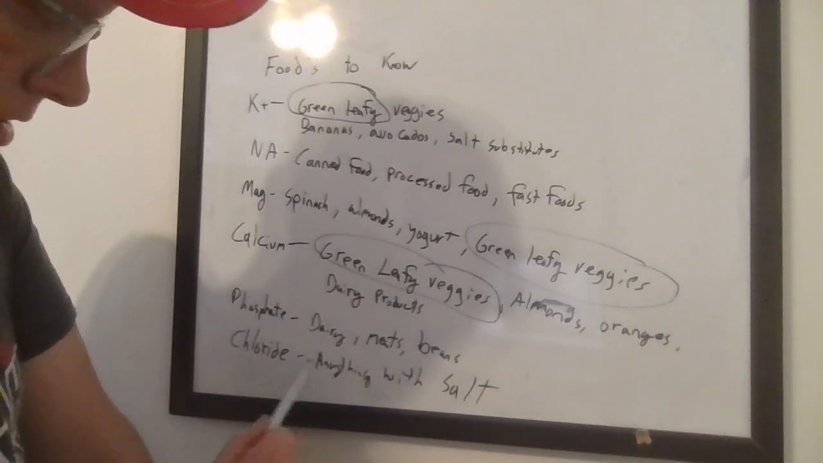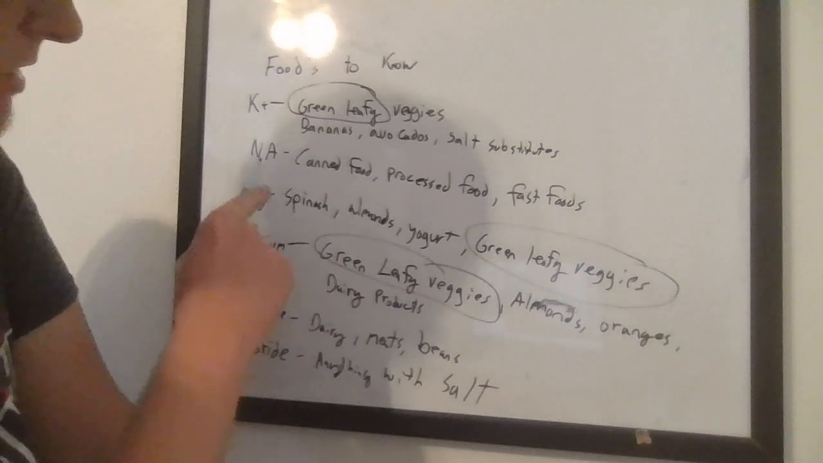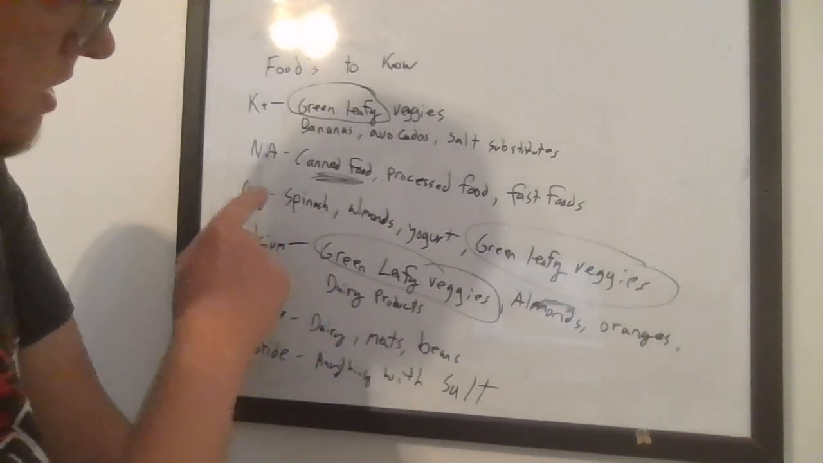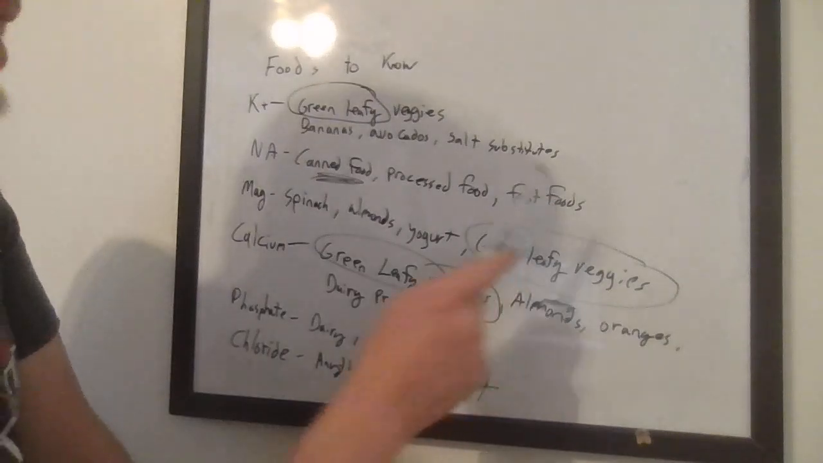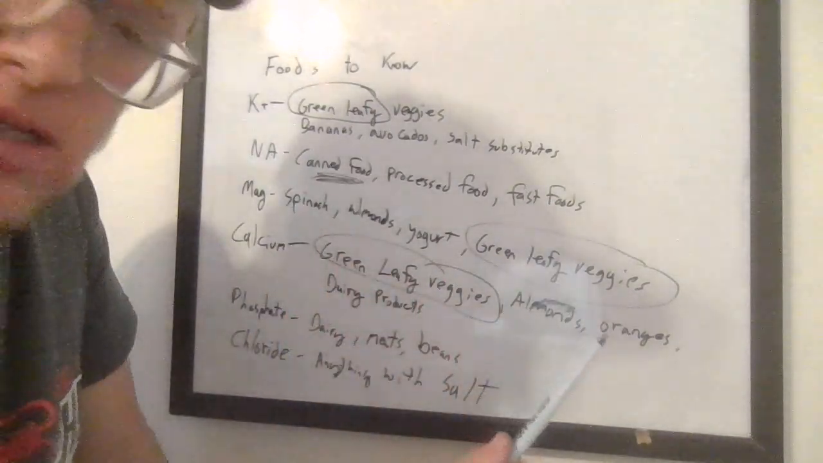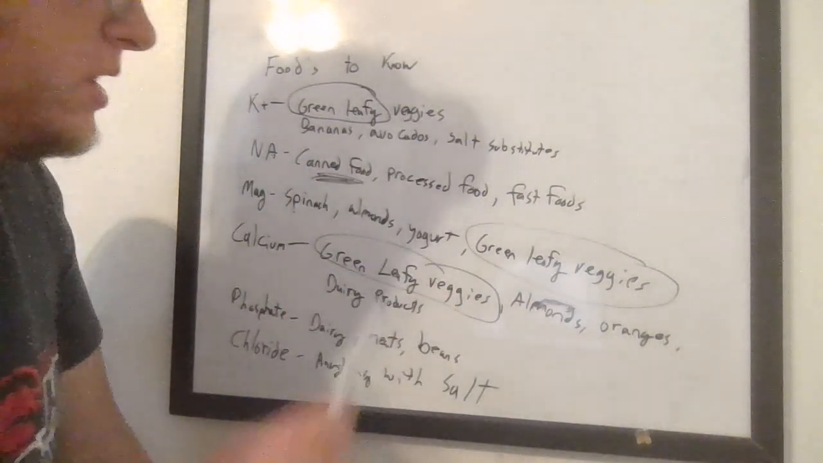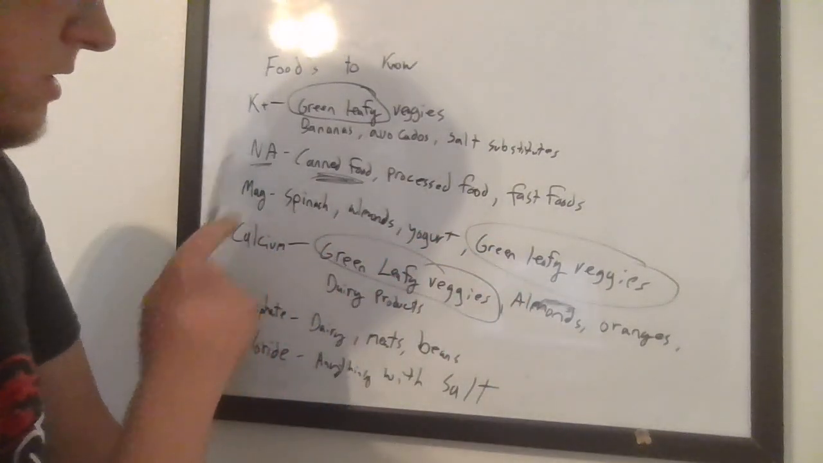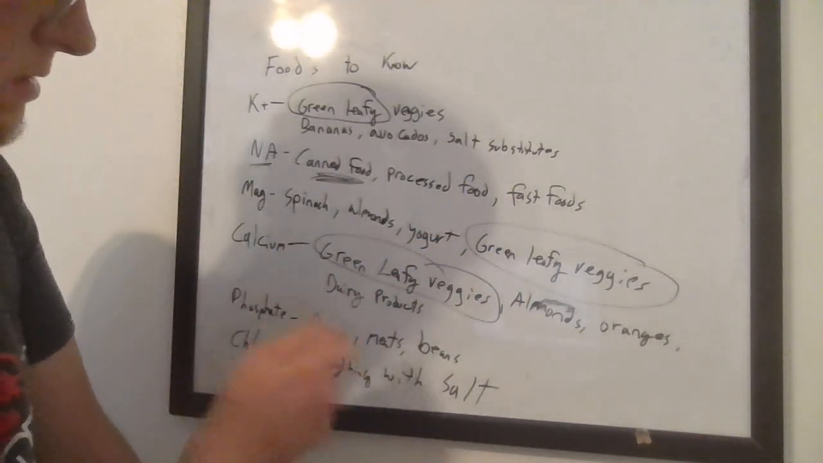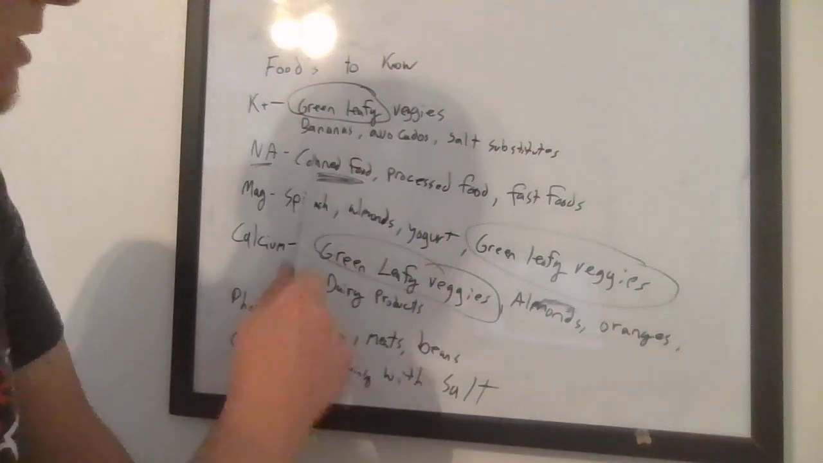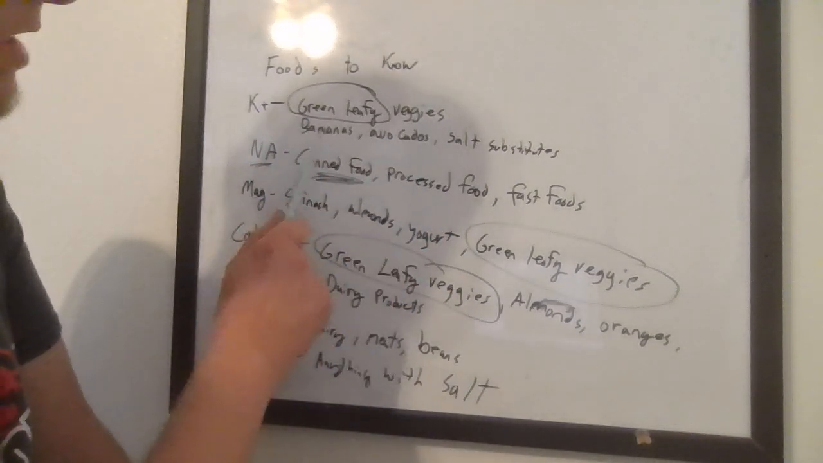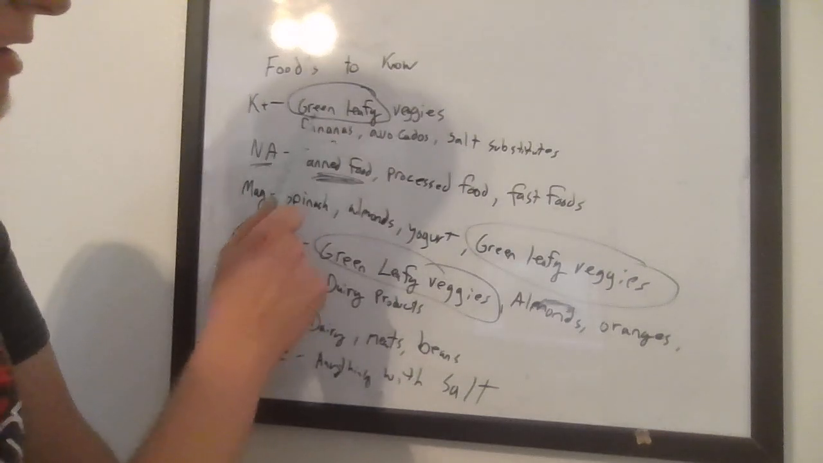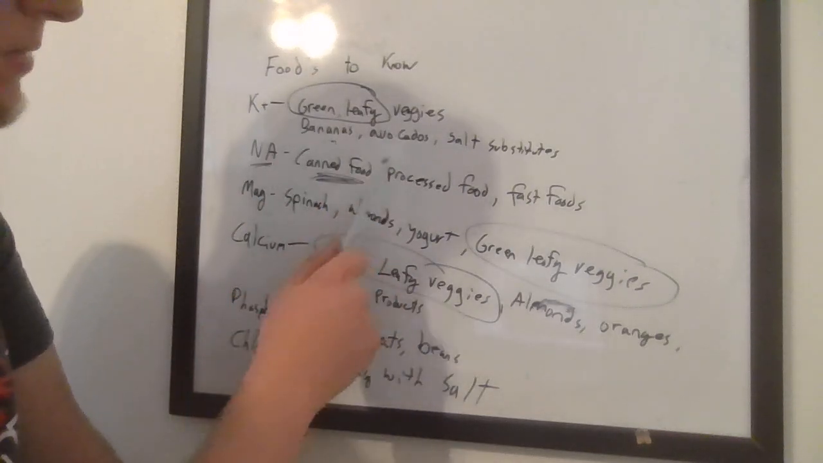And then chloride is going to be anything that has salt. So the big dog with salt is anything that's canned or processed. Canned foods always have a lot of salt in them. Fast food, all the stuff we enjoy to eat, or I enjoy to eat that I don't need to be eating. Canned food, processed food, fast foods, all high in salt. Magnesium: spinach, almond, yogurt. Okay, we always think bananas with potassium, and it's one of them. But actually, green leafy vegetables is even higher up there.